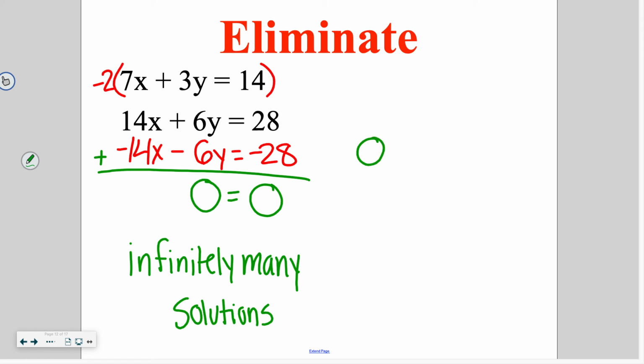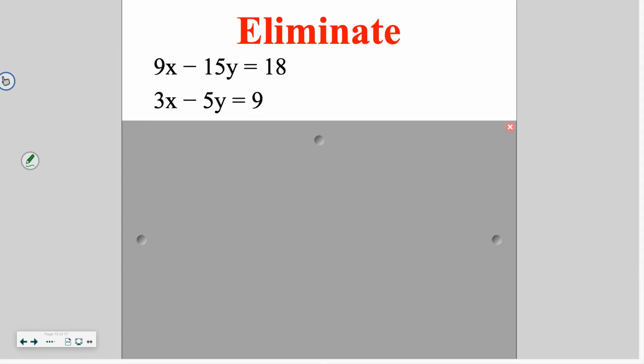So when you get an answer that says 0 equals 0, that's going to be infinitely many solutions. If you ended up with an answer that says 0 equals 5, that's going to be no solutions. It is not possible for 0 to equal 5, so those two equations in that problem could never intersect. They are parallel. Go ahead and try this one on your own.